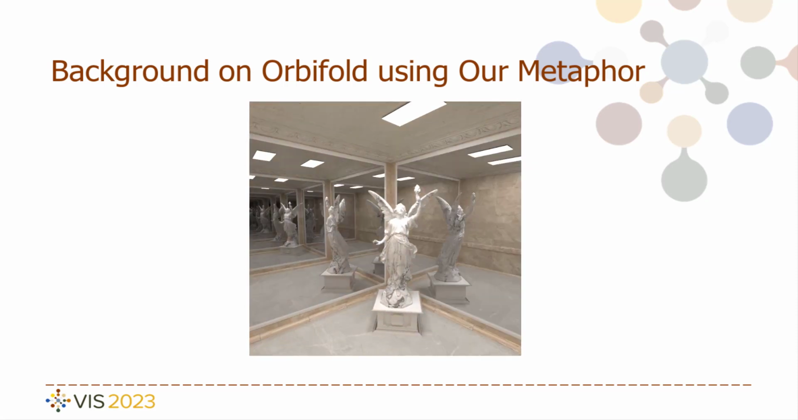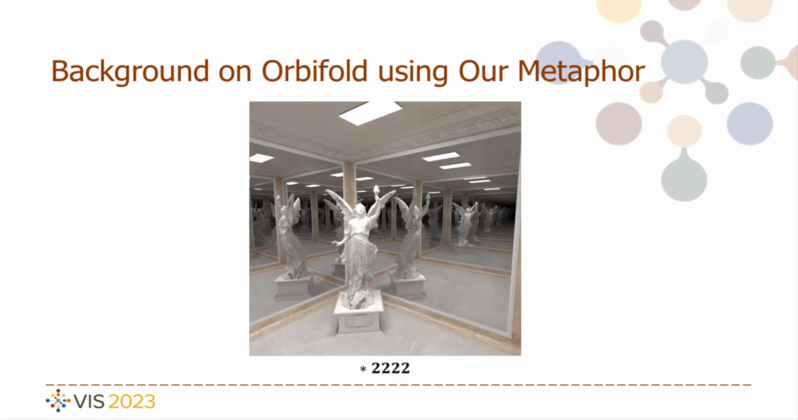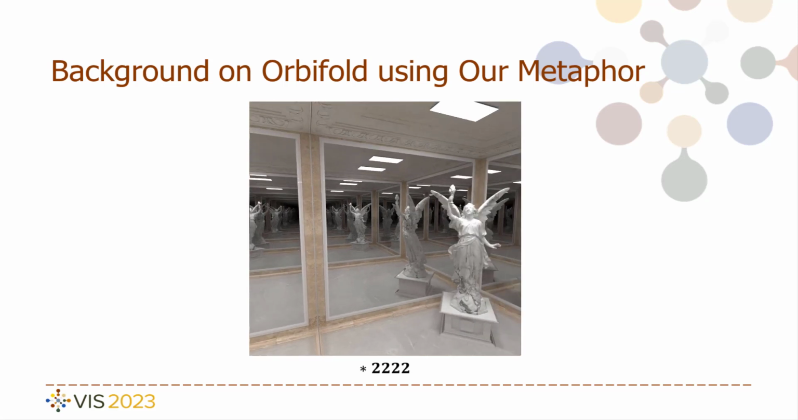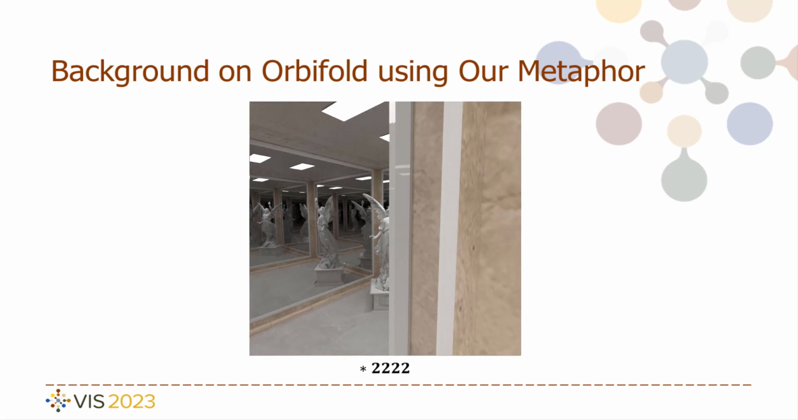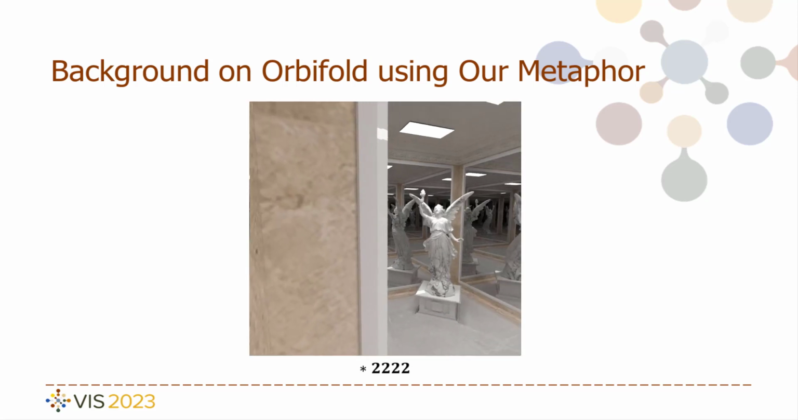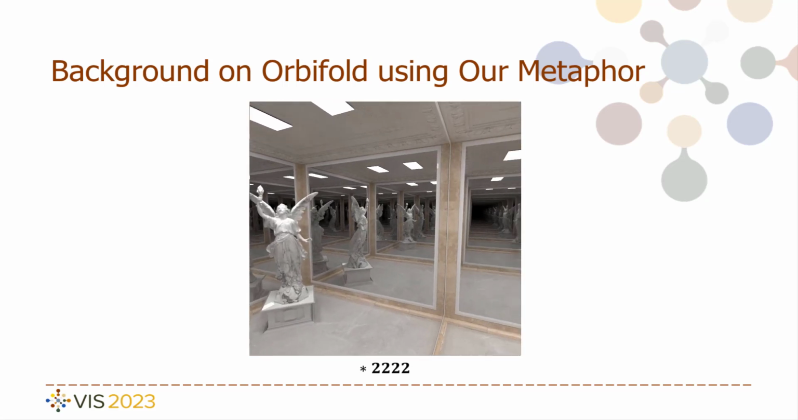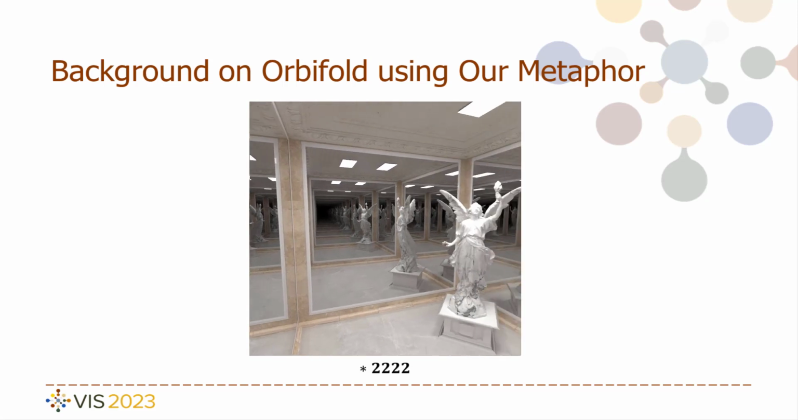We can then add the third mirror, and then the fourth mirror. With four mirrors, we obtain an Orbifold with four corners. Each corner has an angle of pi over 2. Thus, the Orbifold notation of this Orbifold is star 2, 2, 2, 2.